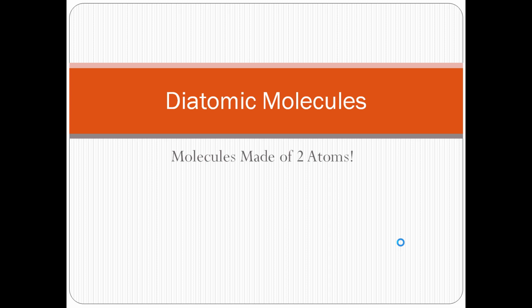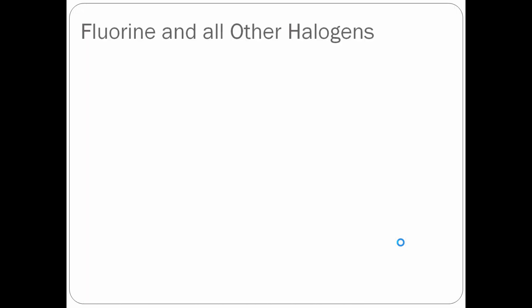So first of all, diatomic molecules are made of two atoms. And we've got a couple of them that appear regularly as diatomic molecules. These are elements that will appear as diatomic molecules. So the first example we see is fluorine, and then all other halogens behave the same way.